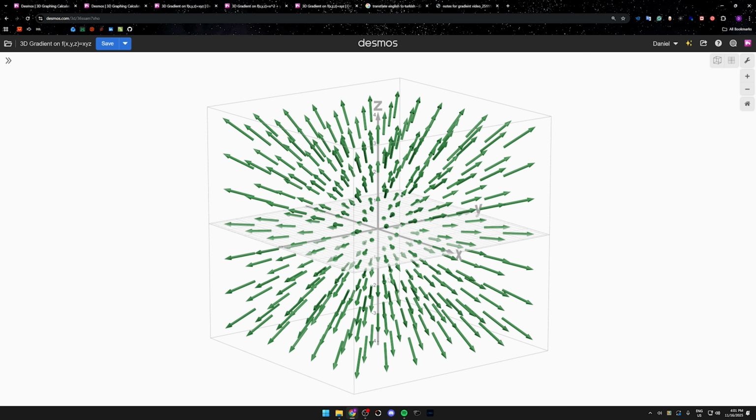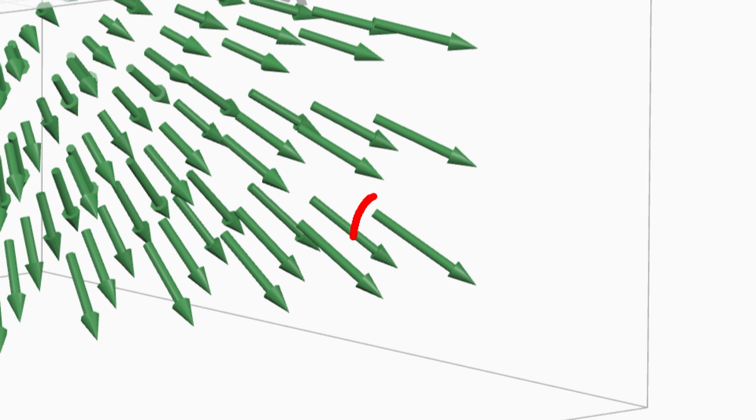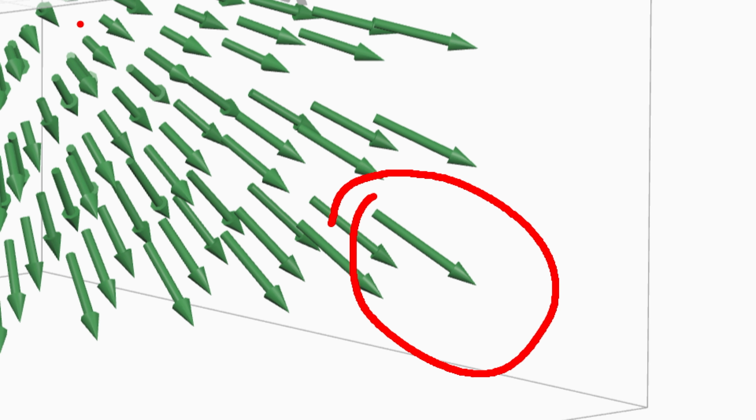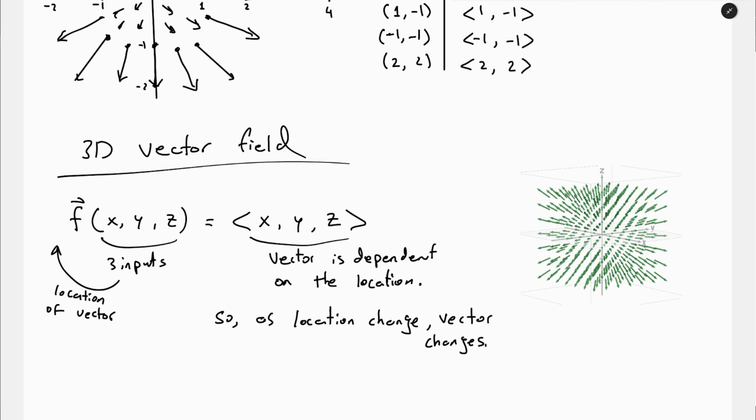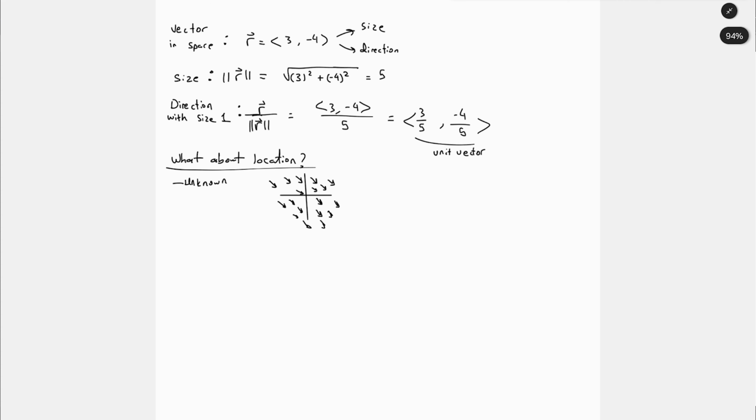And if I zoom out, you can see this vector right here is quite a bit larger than the vector right here. Their size is changing. So the size changes as well, not just the direction of the vector. So now hopefully we have a better understanding of both the vector field and the scalar functions.